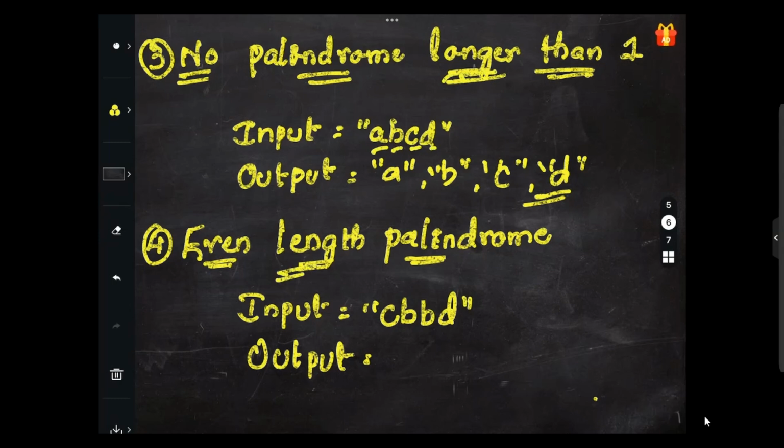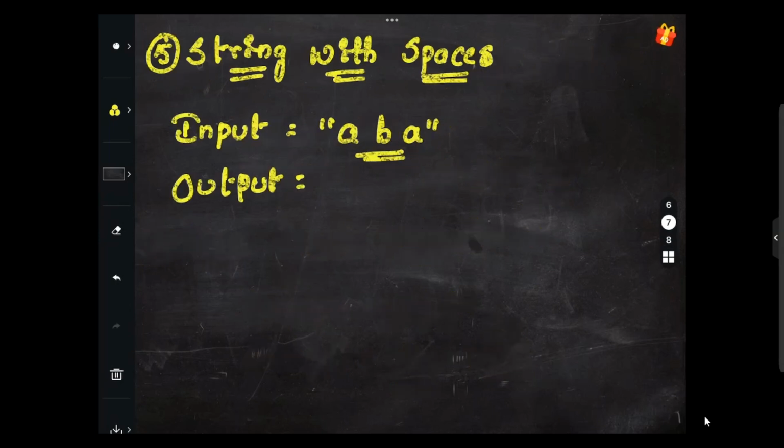So let's go with the fourth edge case here, even length palindrome. Even length palindrome here we have CBBD. So we can just consider BB here, right? Even length palindrome of length 2. Length is 2 here, so this will be the output here. This is for this one case, even length palindrome.